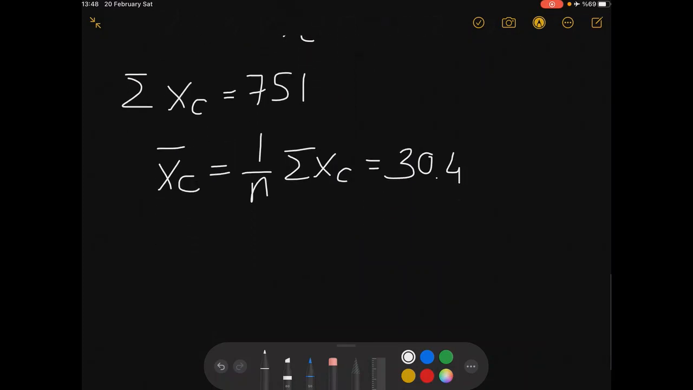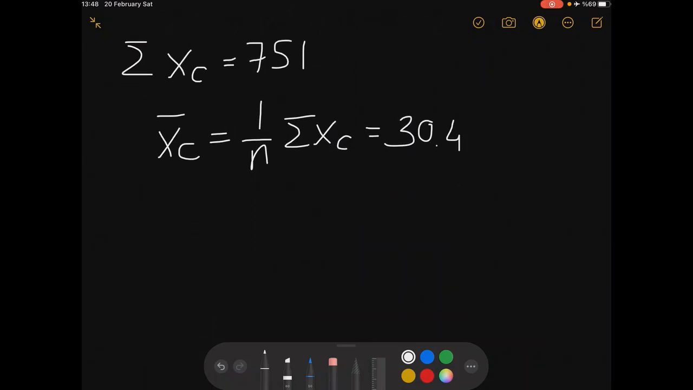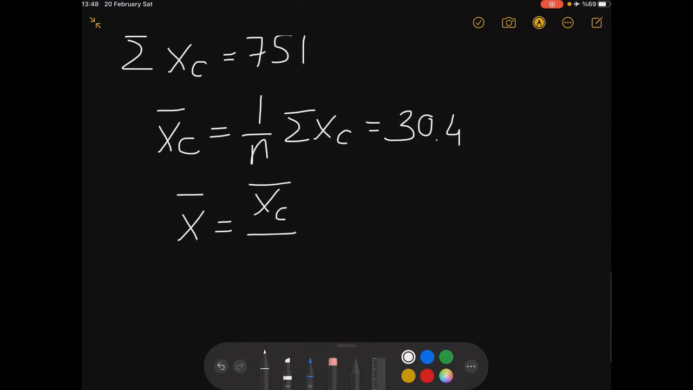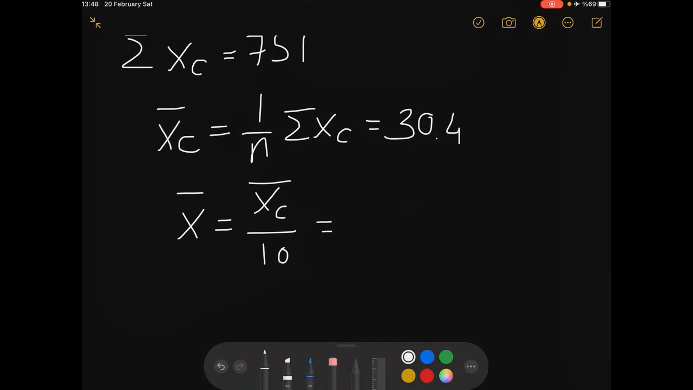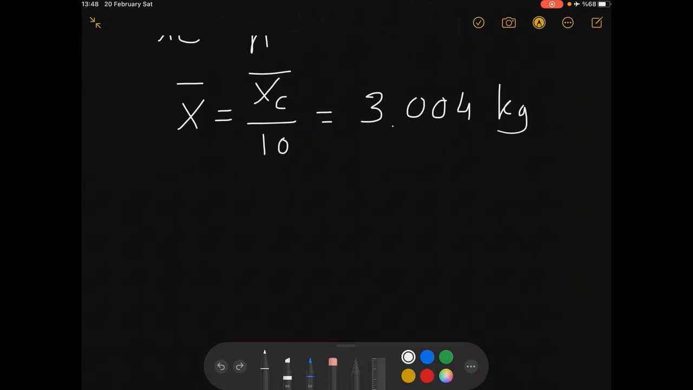And when you make inverse coding here, as you remember, your x will be your xc over your 10 here, since you extended, and your x would be 3.004 kilograms, and this would be your arithmetic mean. Okay, you already have this one.